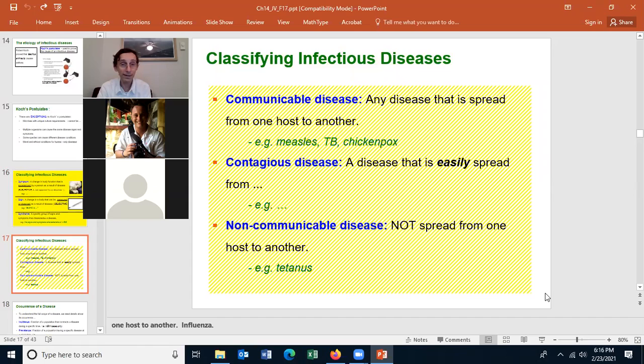What disease is communicable but not contagious? TB. It's communicable, it does spread from one host to another, but it doesn't spread easily. So TB would be a disease which is not contagious. I got a question about TB for you.